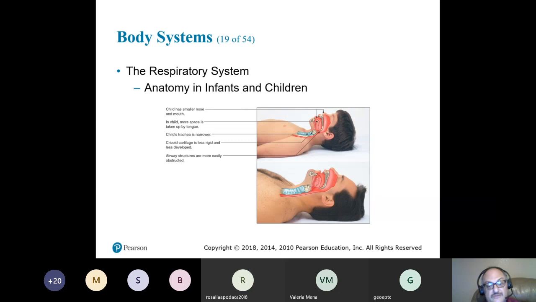As far as the airway, obviously it's going to be smaller. They have a smaller area. Look at the size of the trachea there compared to this. How much oxygen are they getting through here compared to that? Huge difference. The other thing is the tongue is bigger in proportion than an adult. Think about the tongue, it's bigger in kids than it is in adults. The nose is smaller than the mouth.